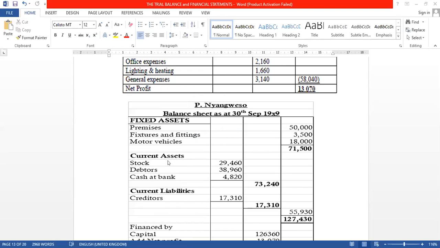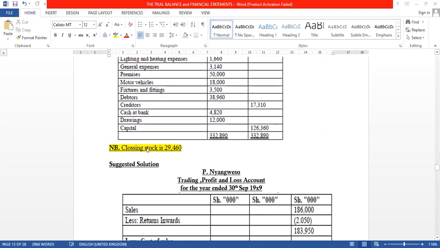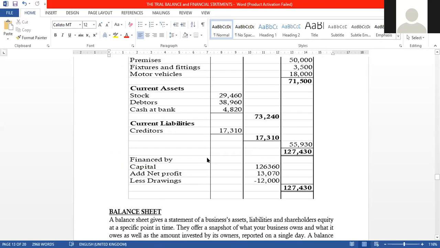Then we proceed to the current assets. One, we have stock. And the stock that we are talking about is the closing stock, because remember, the balance sheet is being prepared at the end of the period. Therefore, it is not the stock that we had at the beginning that will matter. It is the closing stock, 29,460. Then we have debtors, which is direct, and cash at bank, direct, giving us a total of 73,240.